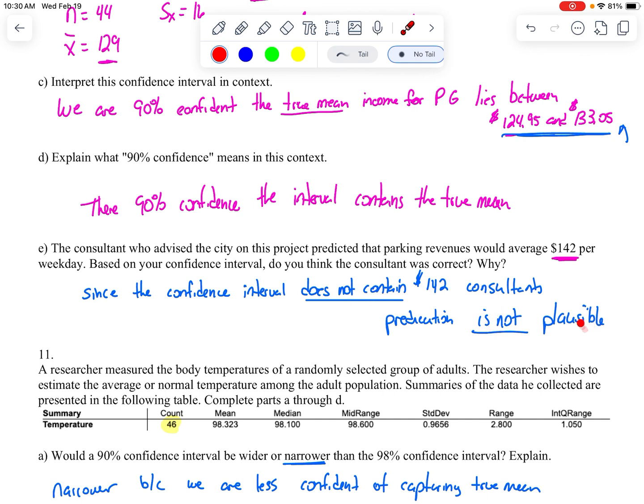Now, when you do yours, you may have that exact opposite. You may end up with a number that did fall in the interval, so it does contain, we strike out the not, and therefore it would be plausible. Okay, so be sure that you understand that difference when you go to do that.